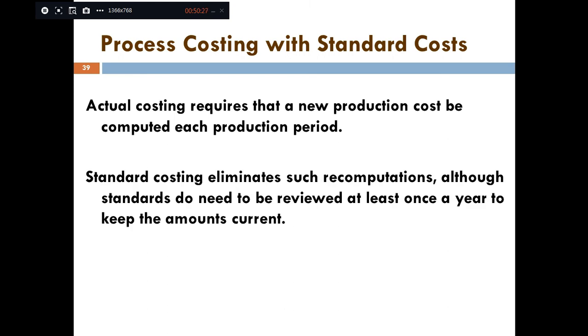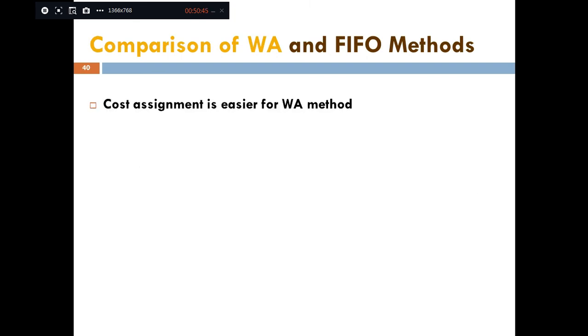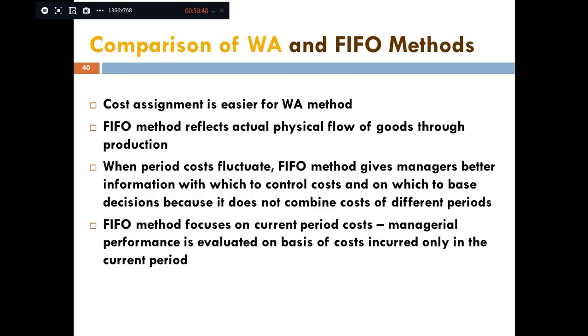To be computed each production period. So standard costing eliminates such recomputation. Also standard cost do not need to be reviewed at least once a year to keep the amount current. So cost assignment is easier for the weighted average method.